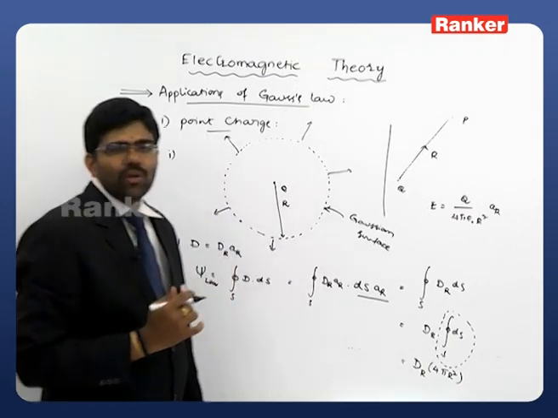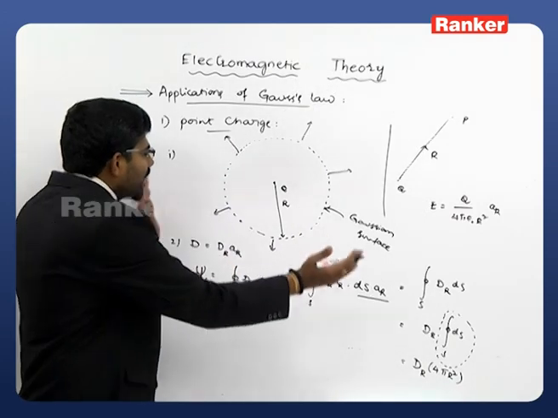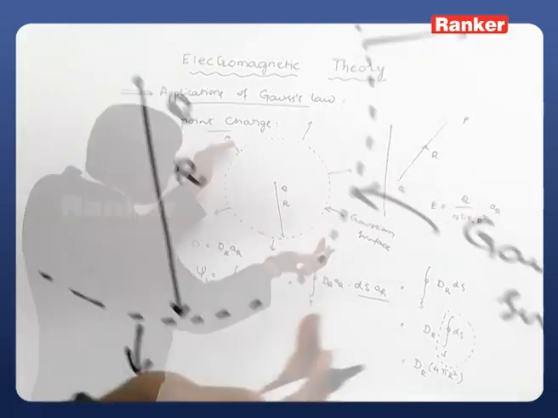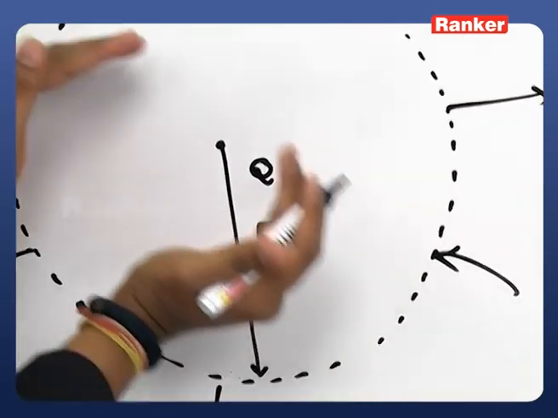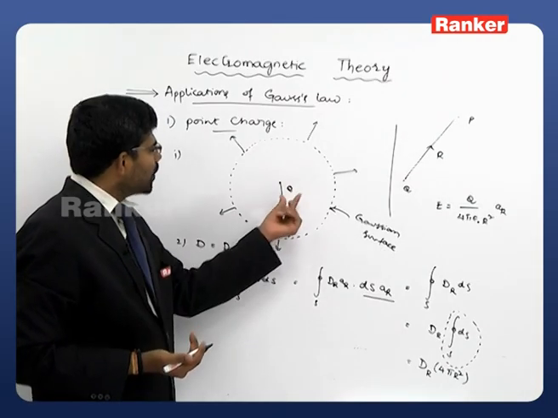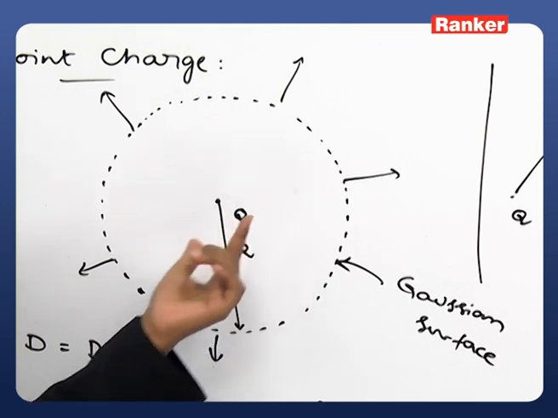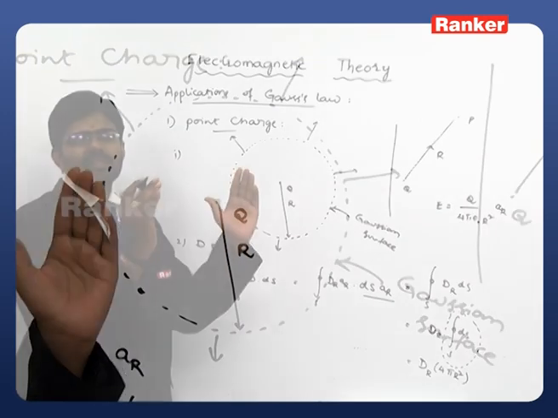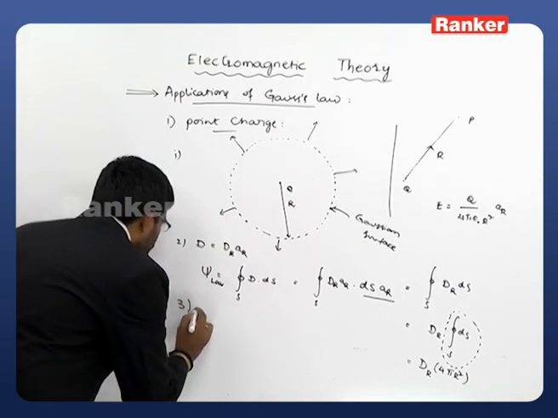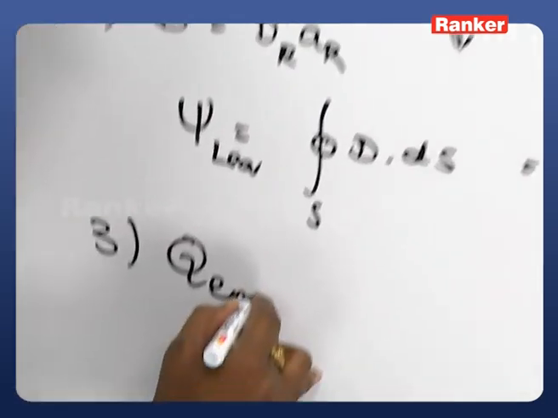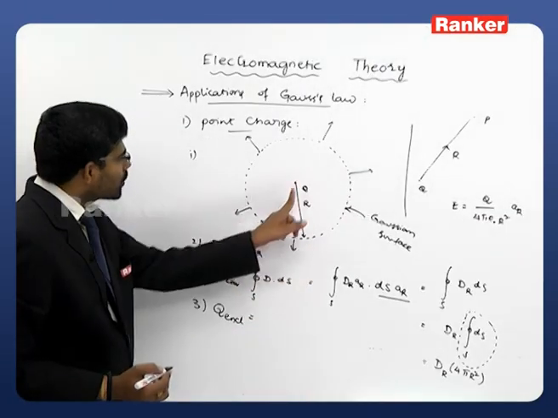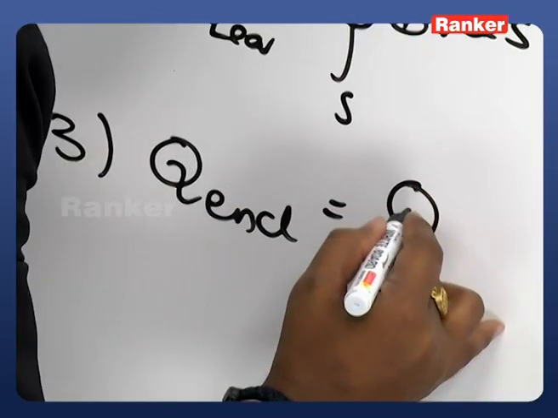Next, third one, we are supposed to calculate the total charge enclosed within this Gaussian surface. In that Gaussian surface, just observe how much charge is there within that particular Gaussian surface. Since we are considering a point charge Q, the total charge enclosed within that Gaussian surface is Q itself. So as our third part, the total charge enclosed, I will take as Q enclosed, which is equal to the point charge we have, Q.